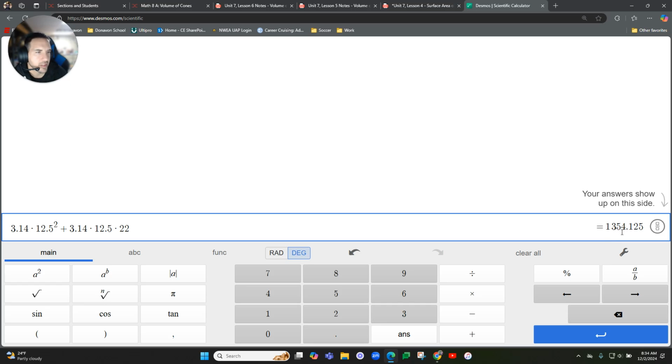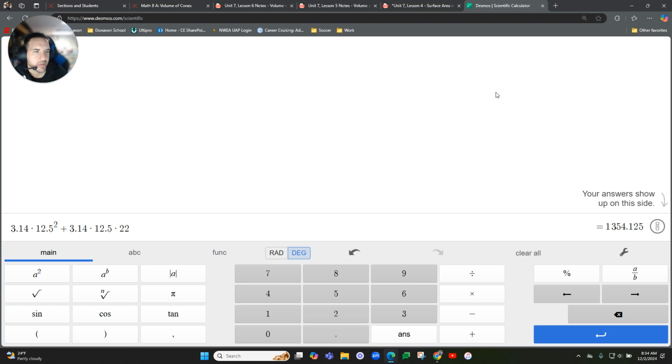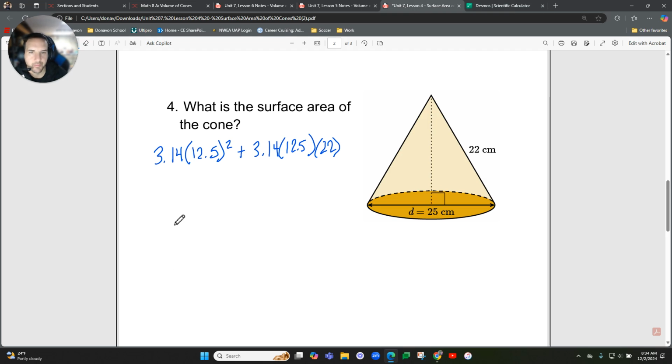All right, and our answer is 1,354. We'll just round it here at the 1. So 1,354.1, and then this one's centimeters squared. Or square centimeters.